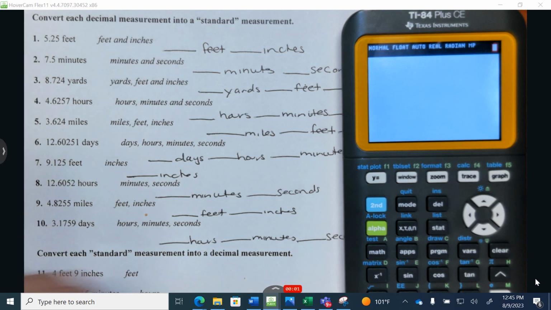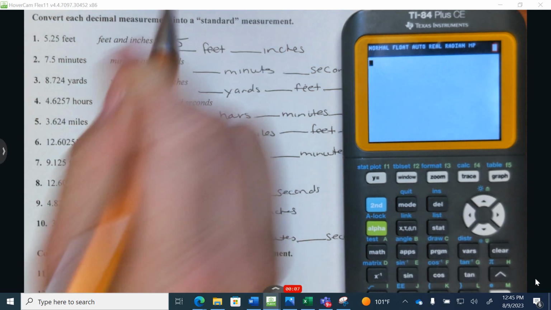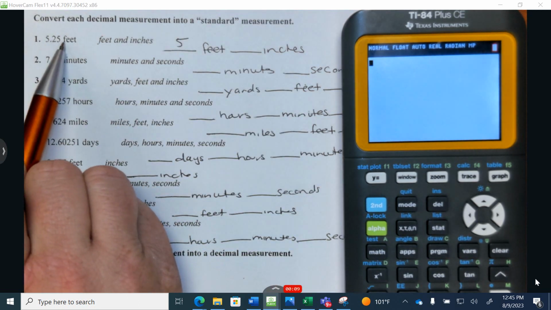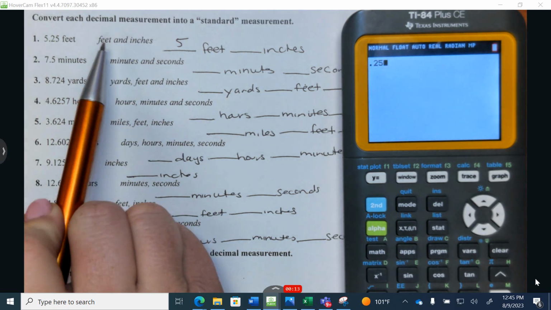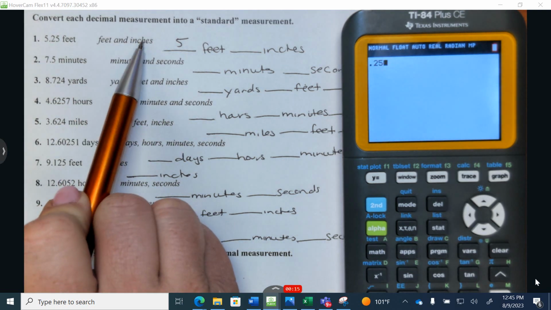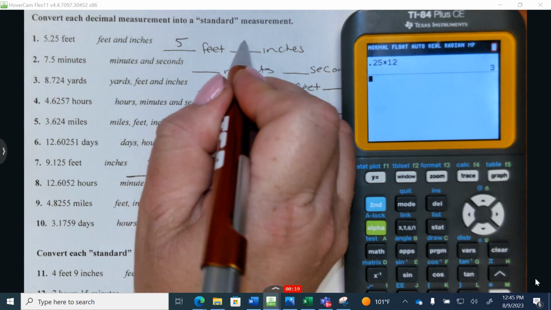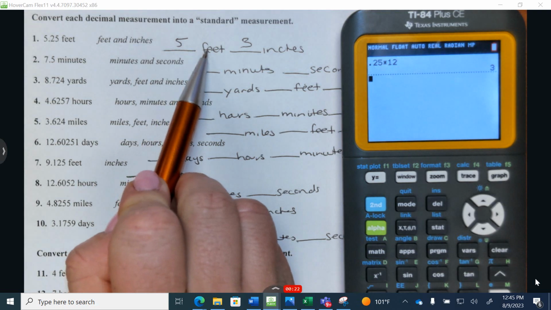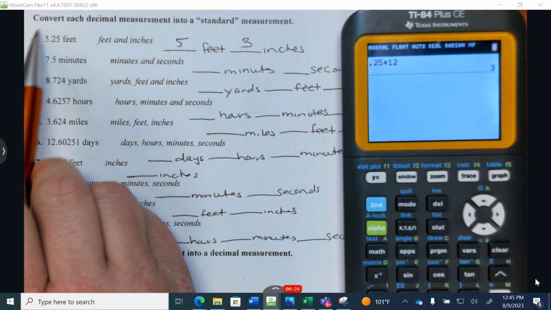In 1 through 10, I'm going to convert each of the decimal measurements into standard measurement. So in this particular problem, we are given 5.25 feet, and now I need to convert this portion into inches. I'm asking myself how many inches are in 1 foot. I know there are 12 inches in 1 foot. Times 12, and I end up with 3 inches. So 5 feet, 3 inches is equivalent to 5.25 feet in decimal form.